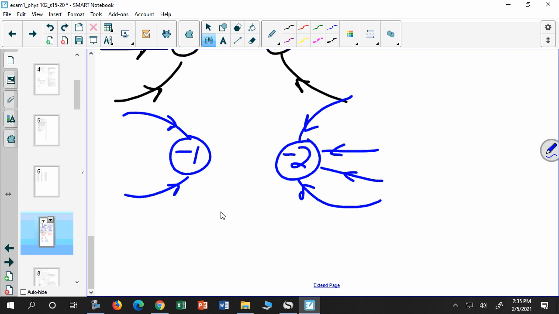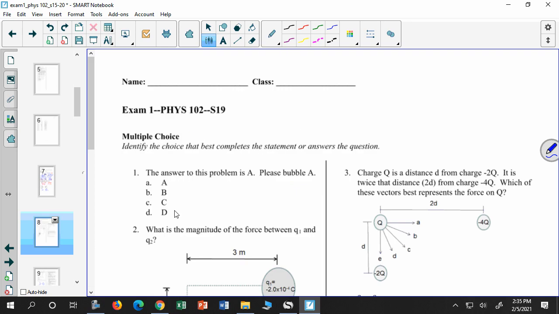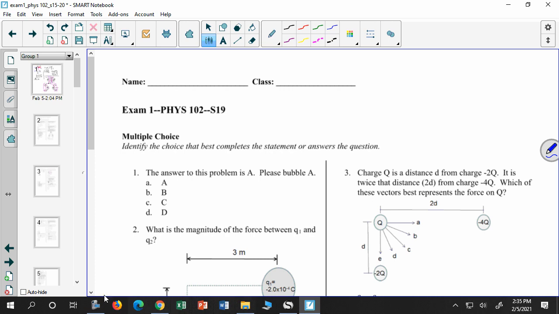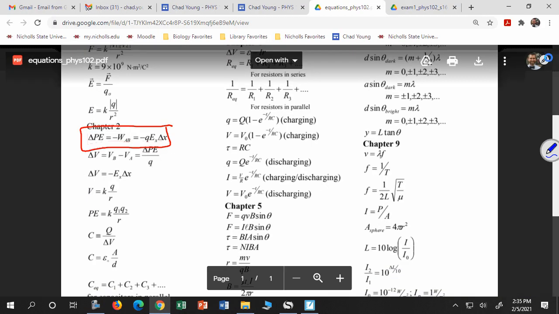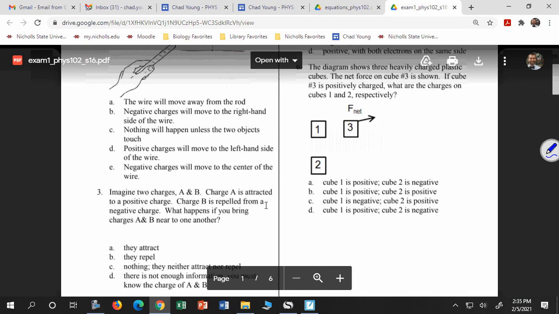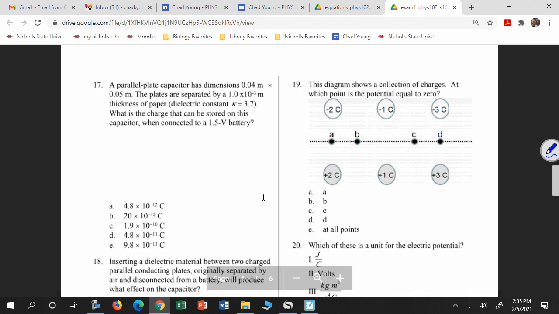All right, what else? Let's look through some of these. Back to fall 16. You mean spring 16? Spring 16. Mm-hmm. Yeah, number 22. All right, what'd you get to?